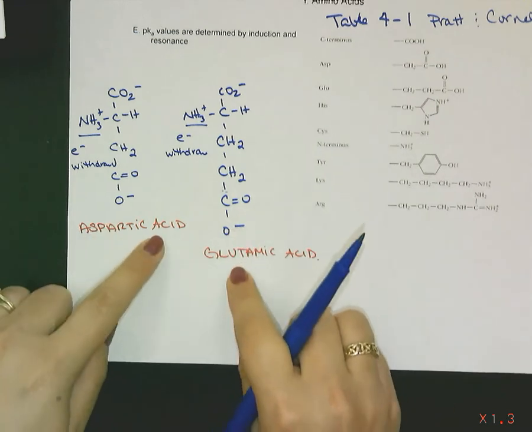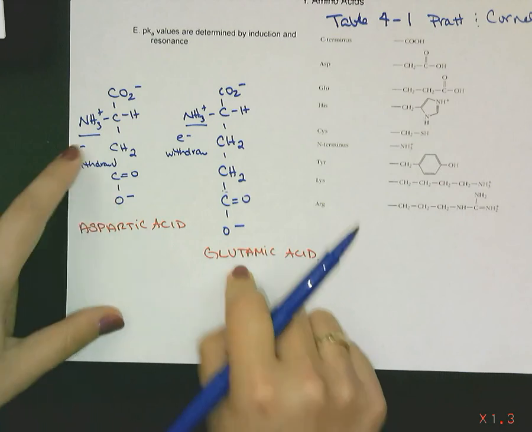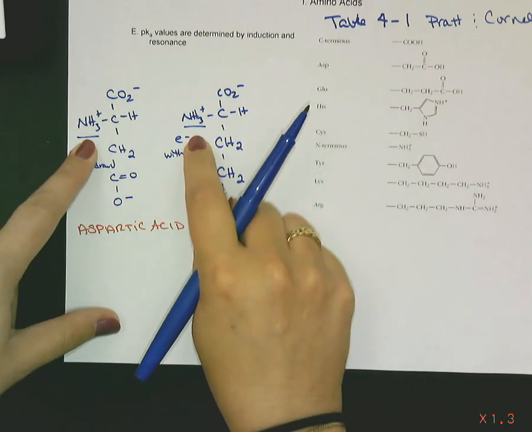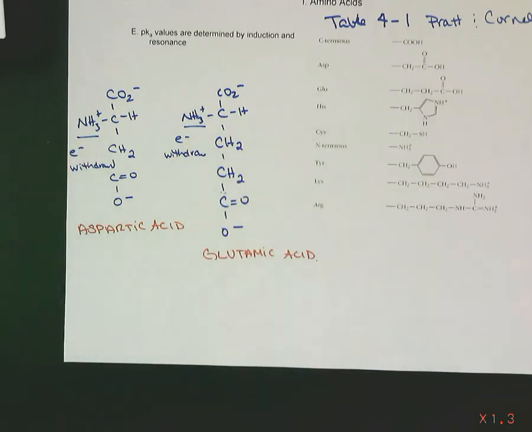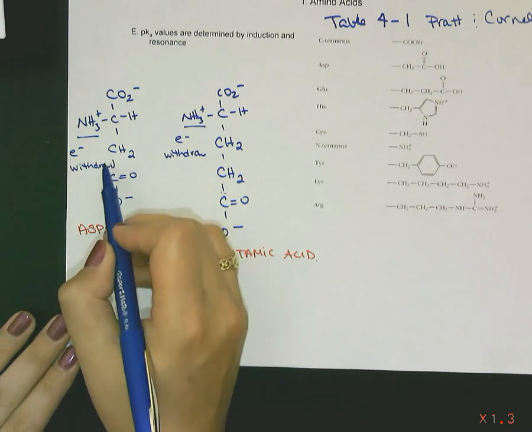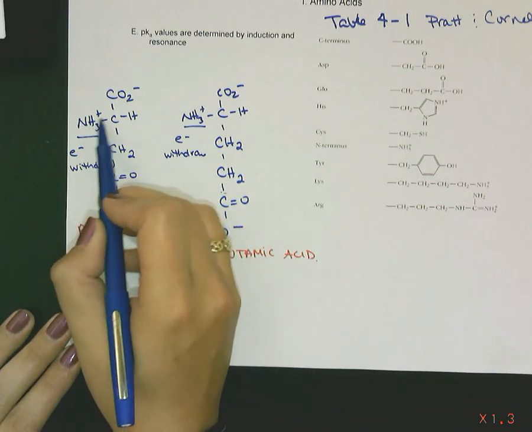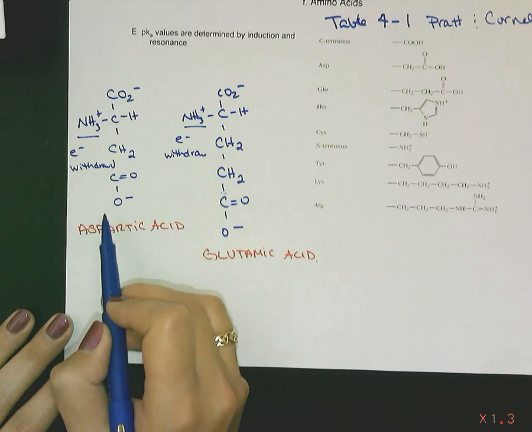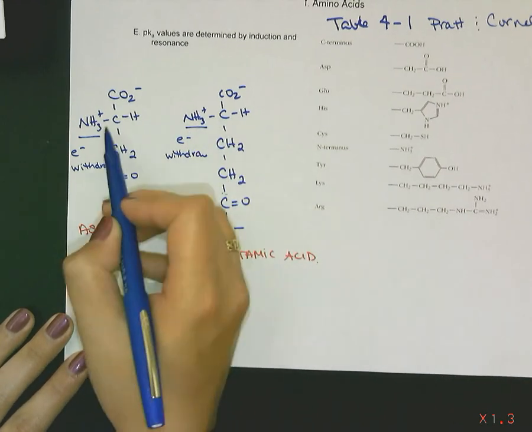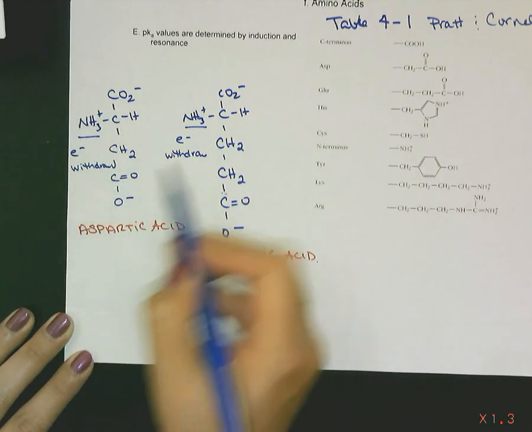Which one of these 2 acids does the amine group have a better chance of pulling electrons from both ends? Aspartic. Why aspartic? It's closer, right? In terms of distance, it is only 1 carbon, well, I guess 2 carbons away from this group. This is 3 carbons away, so it can pull more electron density from this one than that one.